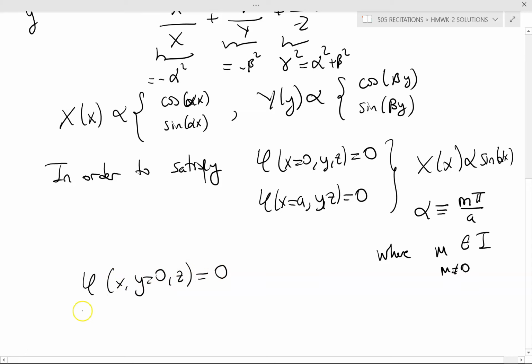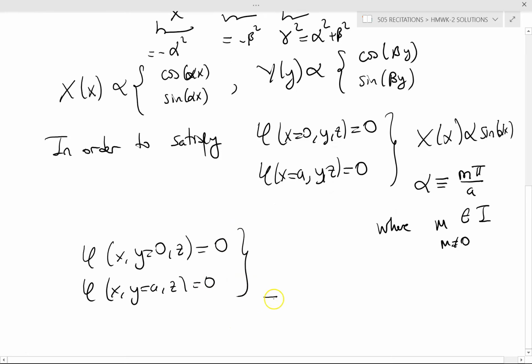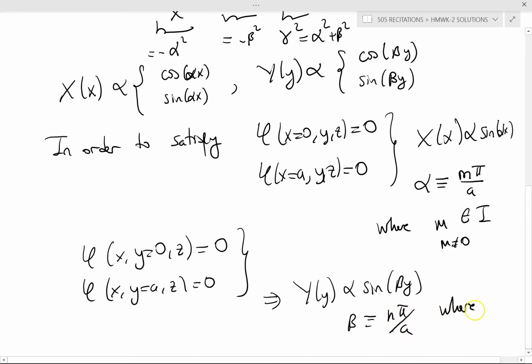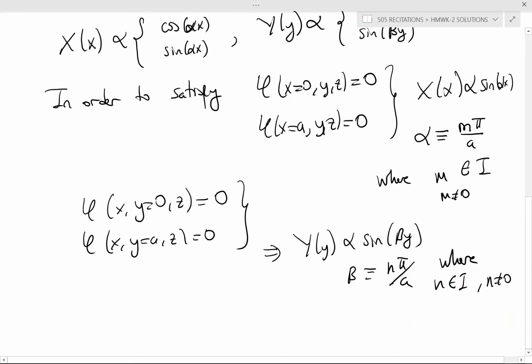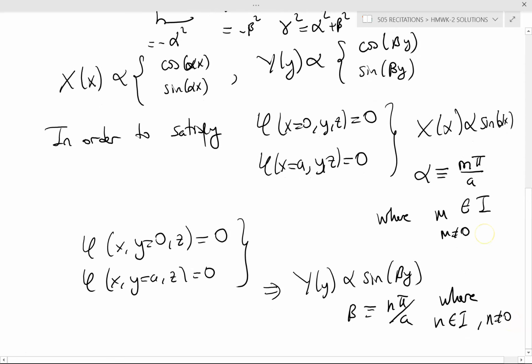y equals 0, x, z and y equals a, x, z, which gives us the following. Y can only be a function of sine beta y, where beta must be defined as n pi divided by a, where n is an integer different from 0. Okay.